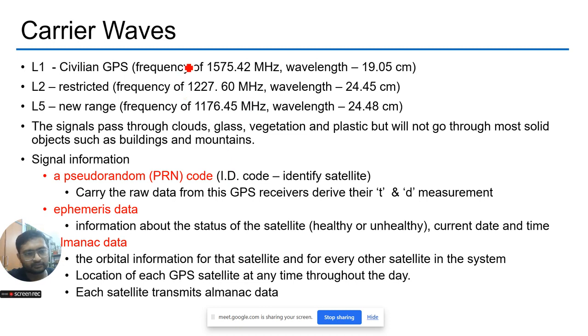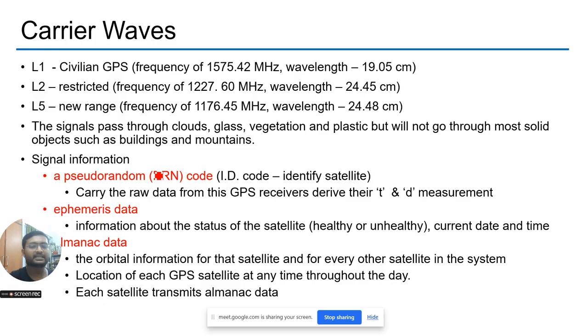Now, what do these carrier waves carry? A pseudo random number. A pseudo random number is the code we get from the satellite. It's a unique identification number. Using that code pseudo range or the phase pseudo range observations, we find the distance between satellite and receiver.